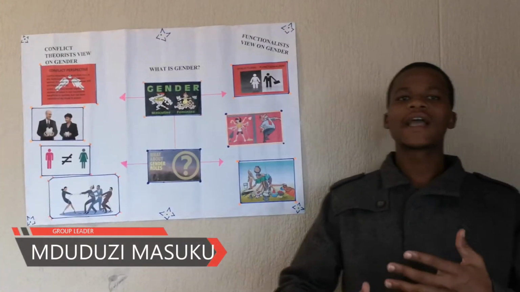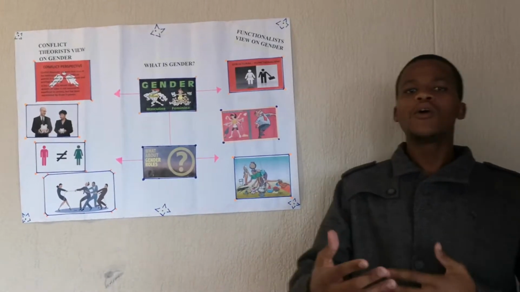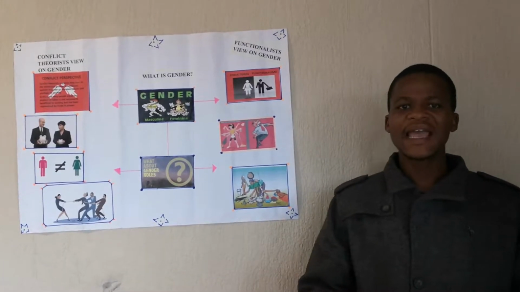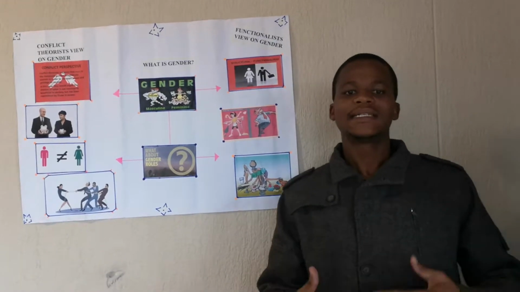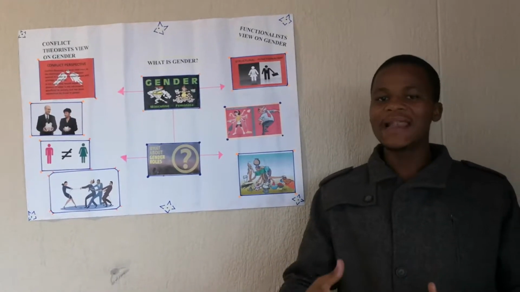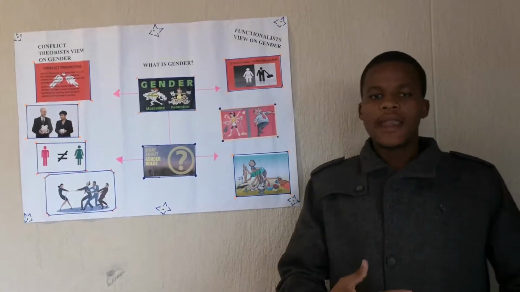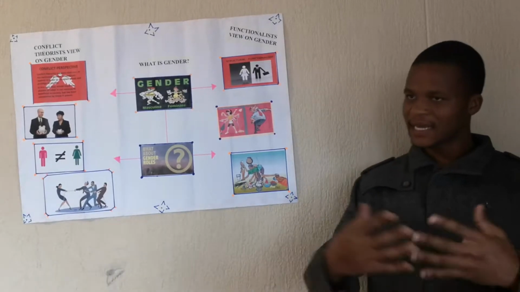I am going to explain what is gender according to sociologists. In most cases, people used to confuse gender with sex. There is a huge difference between the two terms, gender and sex. Sex is just a physical difference between males and females. Now, let us look at gender according to sociologists in general.